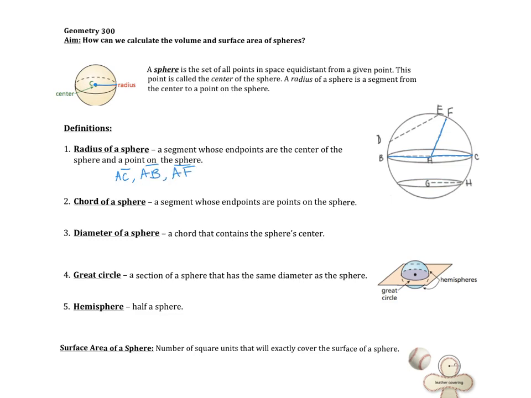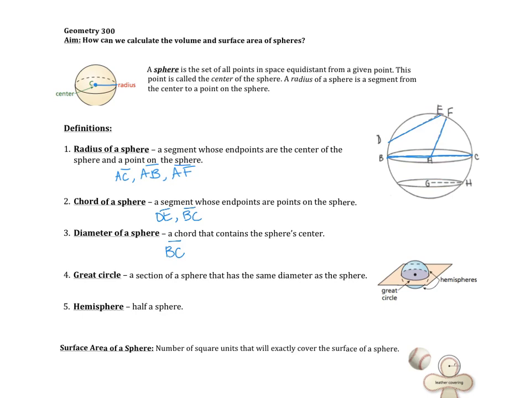Okay. A chord is a segment whose endpoints are on the sphere. So in this example, BC is a chord and DE is a chord. So let's write that down, DE and BC. The diameter of a sphere is a chord that contains the sphere's center. So in that case here, this would be BC.